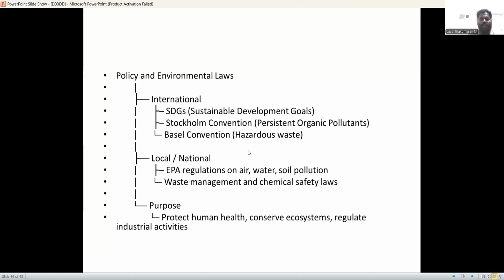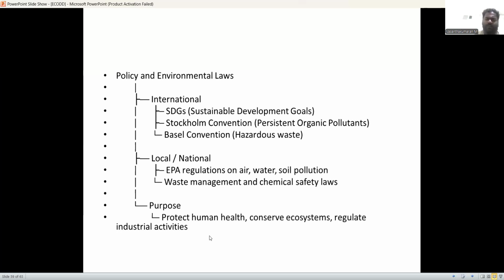So, as you said, this is about policies and environmental law. I'm not even familiar with this, but if you are interested, you can read about it. You can join the eco clubs in your colleges and universities. You can join the environmental club and work for that. You can join NGOs like WWF, and there are lots of NGOs.